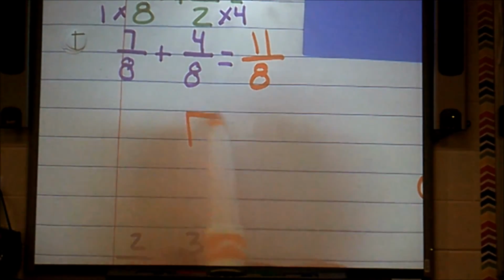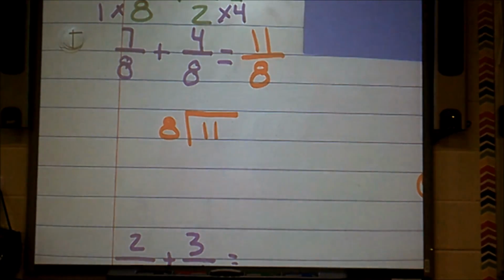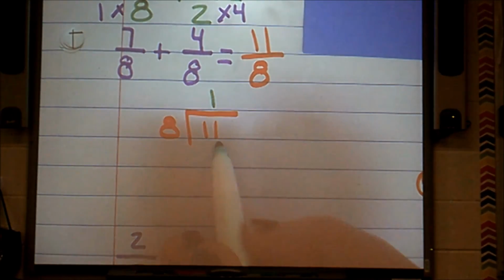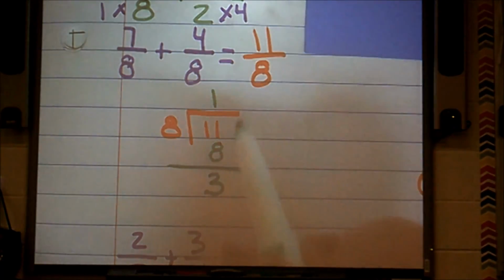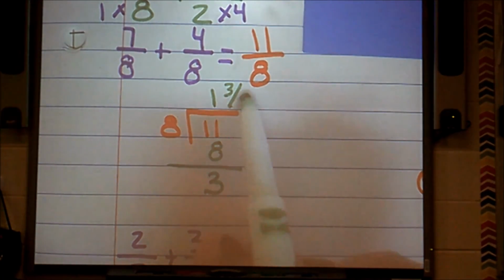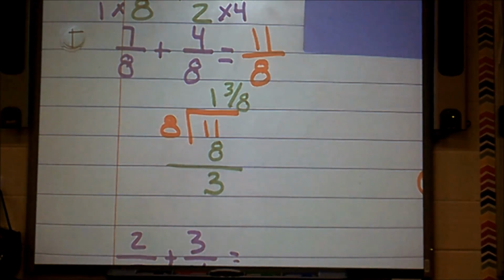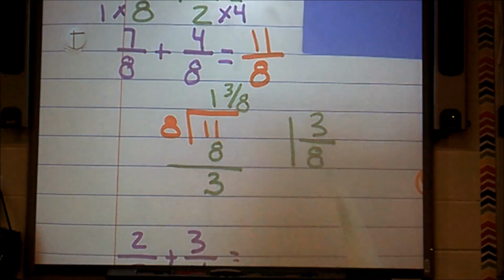The numerator goes in the cave. So I solve this problem as any other division problem. 8 goes into 11 one time, gives me a product of 8, subtract, and I get 3. Since there's nothing else to bring down, 3 is the numerator, 8 is the denominator. So my final answer is 1 3/8.